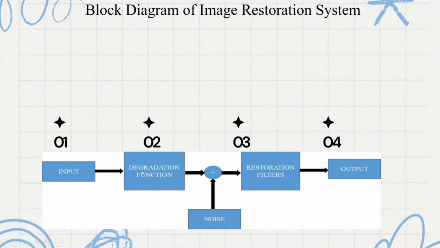Second, it is the degradation function. In some cases, this block might represent the process that degraded the original image. This could involve functions describing blur, noise characteristics, or other distortions. Understanding the degradation helps choose appropriate restoration techniques.